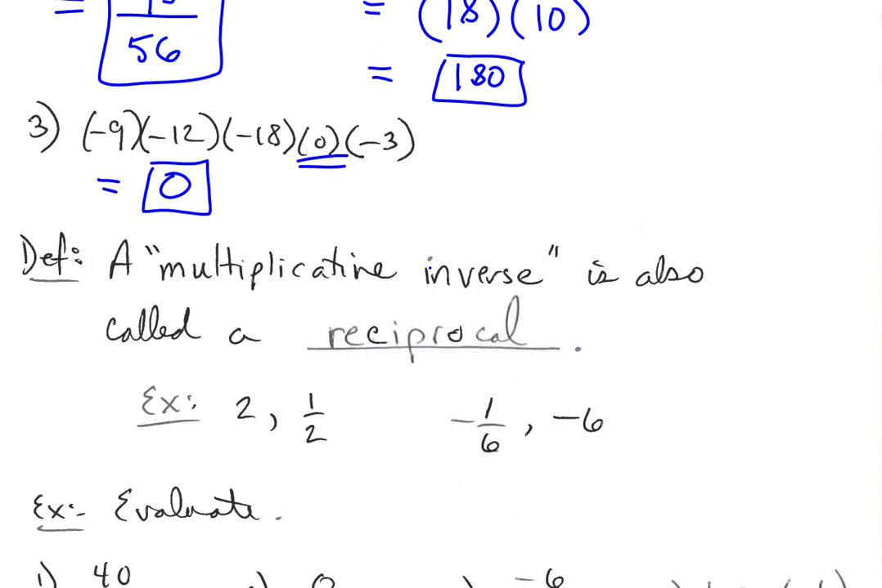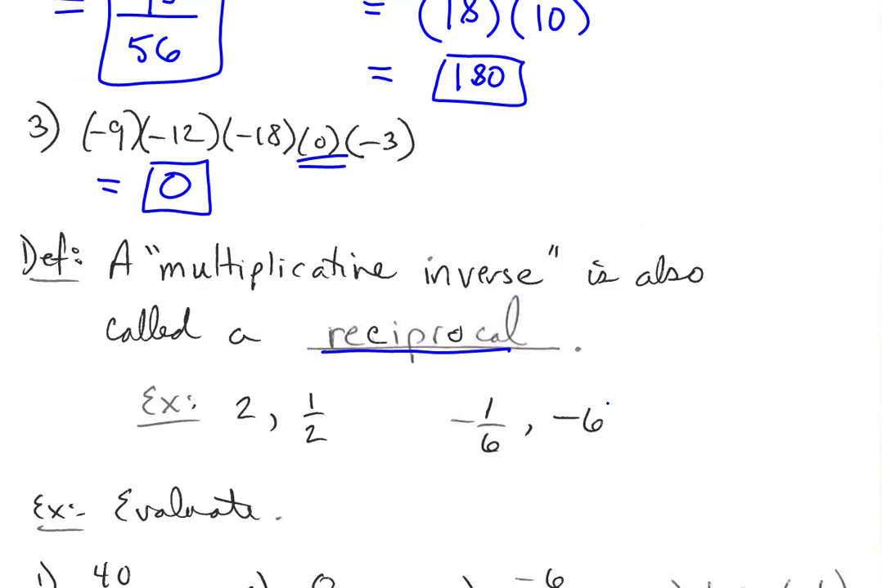A multiplicative inverse is also called a reciprocal. So reciprocal is a vocabulary word that you're going to use in really any algebra course. And so examples of reciprocals would be 2 and 1/2, or -1/6 and -6. Let's observe these examples and see if we can understand this idea or definition better.